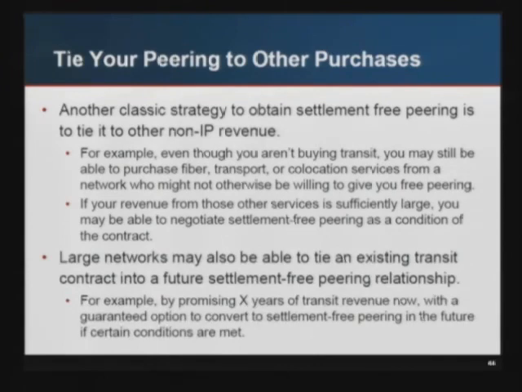They're able to tie this other purchasing into a settlement-free peering relationship. And even if you aren't necessarily doing it immediately, you might be able to tie it in and say, all right, I'm going to promise to give you 3 years of transit revenue now, but at the end of my 3 years, I want a clause that if I meet these specific conditions, you have to give me peering. And so the network says, well, I wouldn't normally give you peering, but you're giving me 3 solid years of revenue. Okay, that makes sense. I'll be willing to do it.